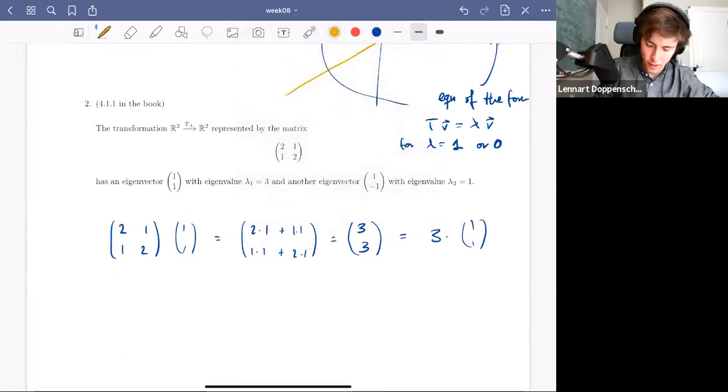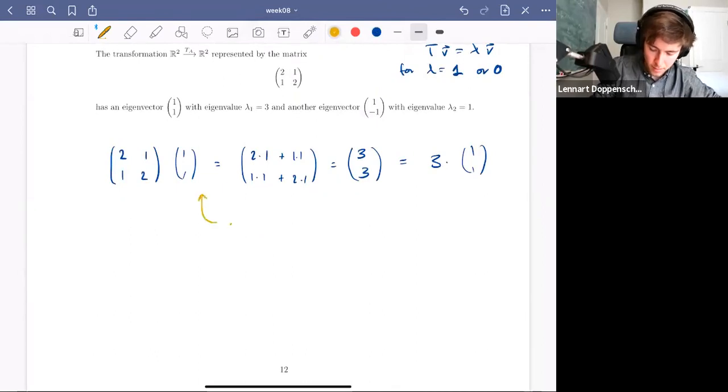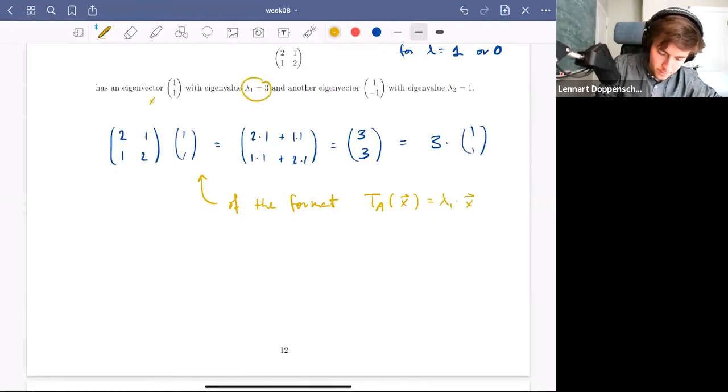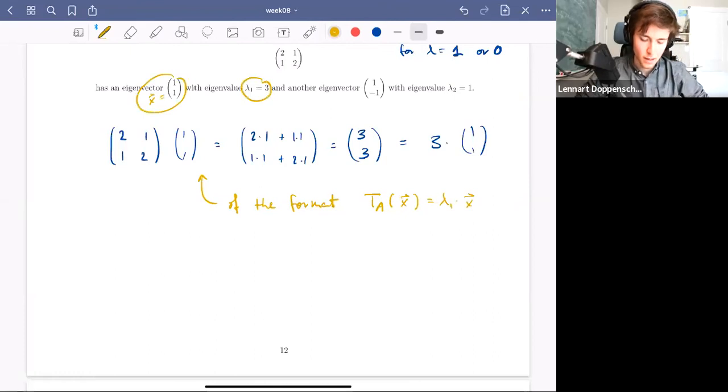So voila, we have another equation of the format T sub A applied to some vector, which we could call X, is equal to 3 times X, or let's call this lambda 1. This is a pair of an eigenvalue and eigenvector. We've shown that it satisfies this equation, saying that it's only stretched. It's not rotated at all by this transformation.